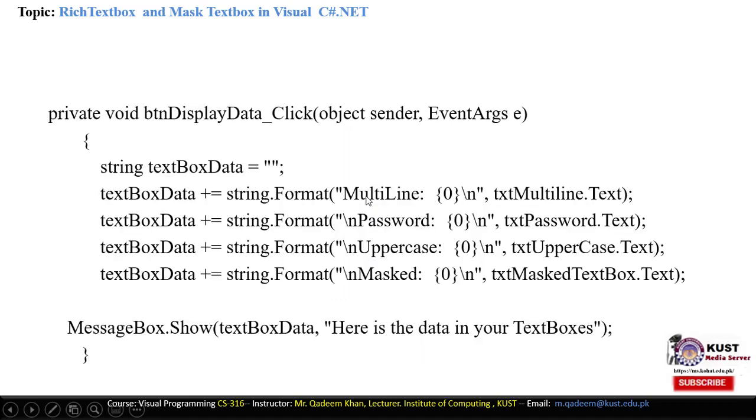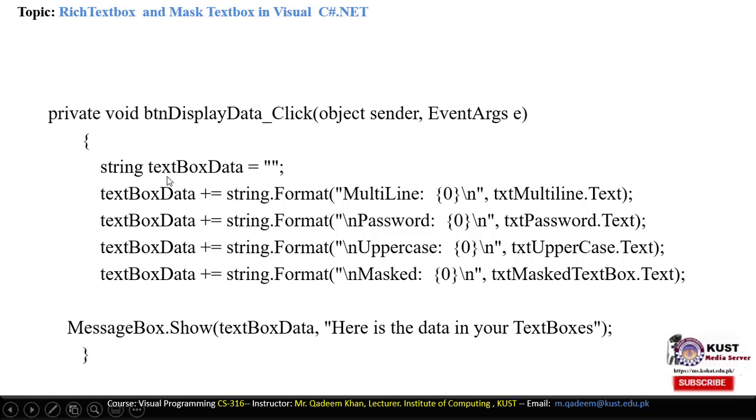Now when the button is clicked, this code will be executed. This is the private void btn_display_data_click. This is the event, which is a private event, and its return type is nothing, that is void. The object sender is sending the event here, and the sender is the button, and EventArgs represents the particular key which will be pressed here.